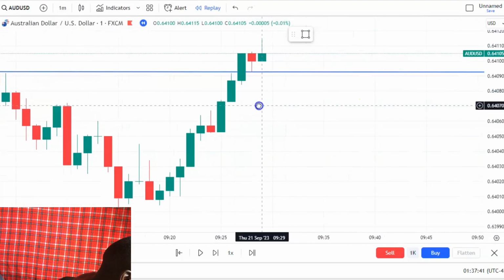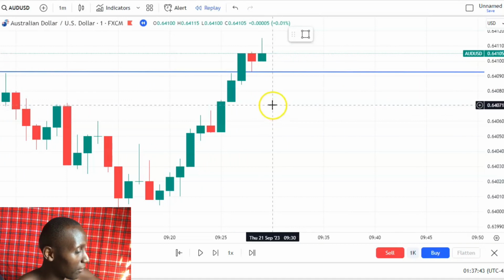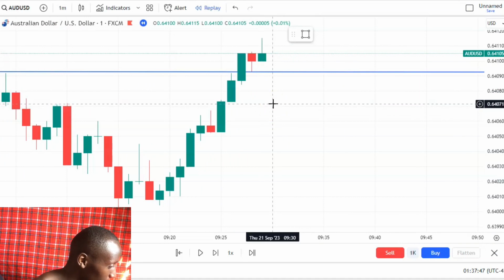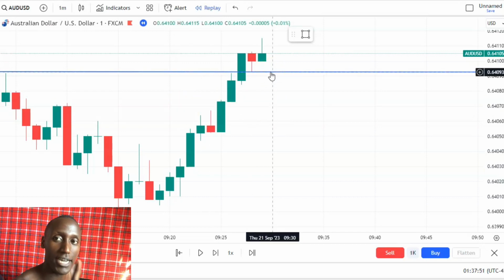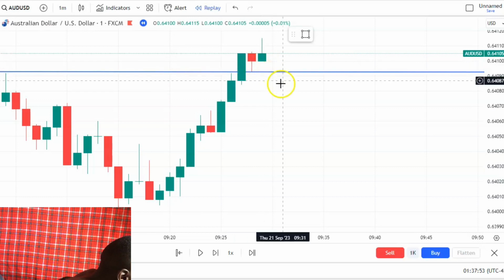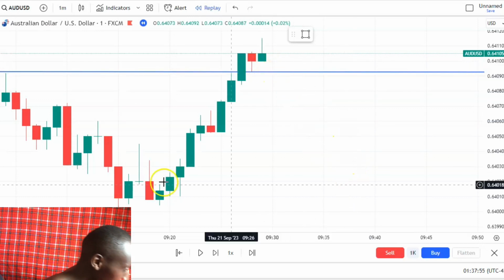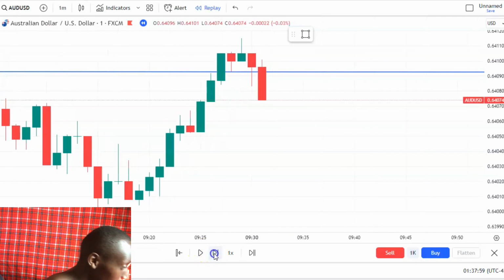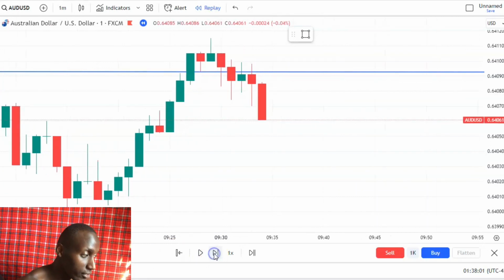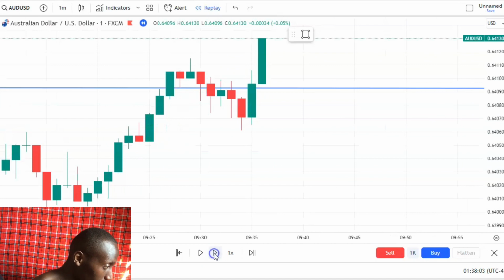Now, on the 1-minute time frame, you can see it's 9:30. I like to trade after 9:20. So after 9:20, I'm observing and I'm expecting at 9:30 we will have a dump. So that is what I'll be looking for. The process is still the same. So I'm following the process to the core.